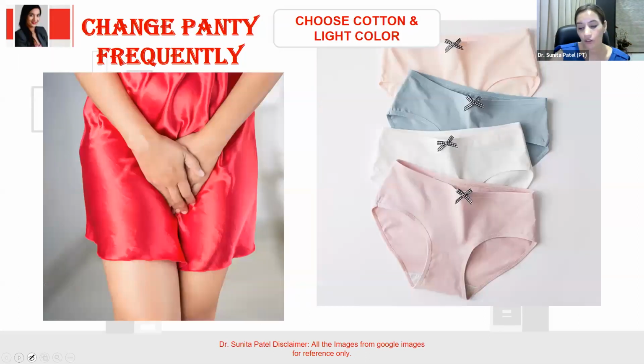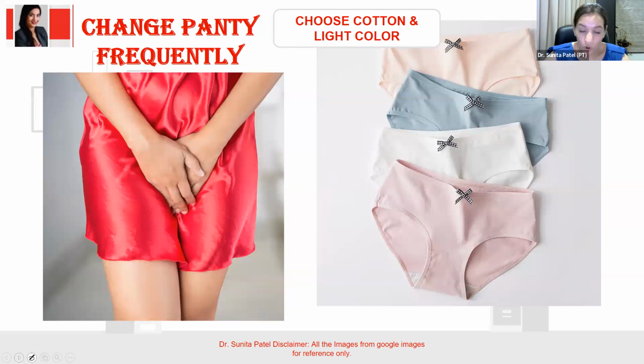And after your wipe, you should pat dry. The very, very important thing is to change your panty frequently. If possible, 3 times in a day. Every 8 hours, we should change our panty. Because we should not have this kind of wetness down there, and try to prevent yourself from unnecessary bacterial infections and those kinds of irritations down there. The structures are very, very sensitive.